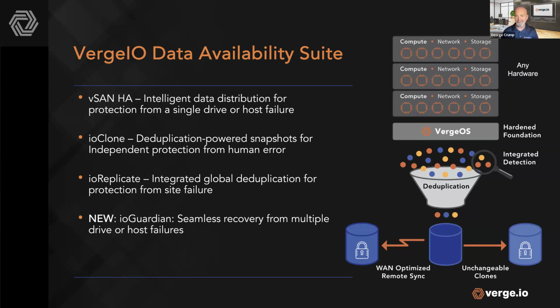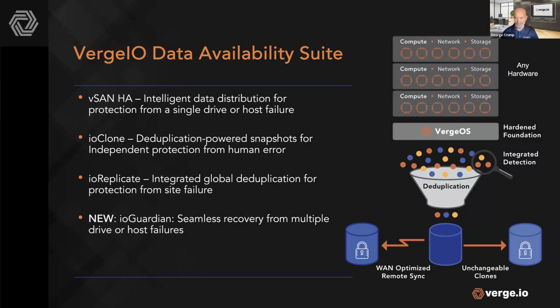ioClone, which is our snapshotting capability. It's a little unique compared to the traditional snapshot technology in that these are independent. And so they protect, they can do more. You can keep more of them. You can use them, as if you will, almost golden masters. The third thing is our replication capability.